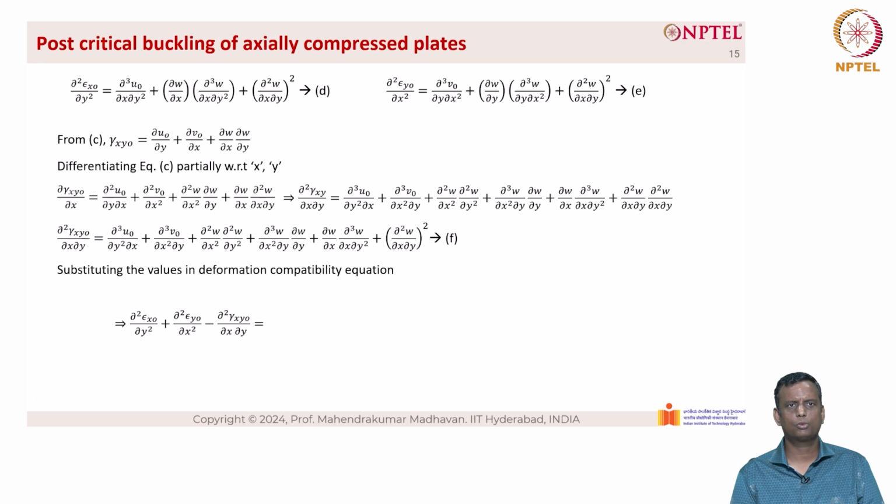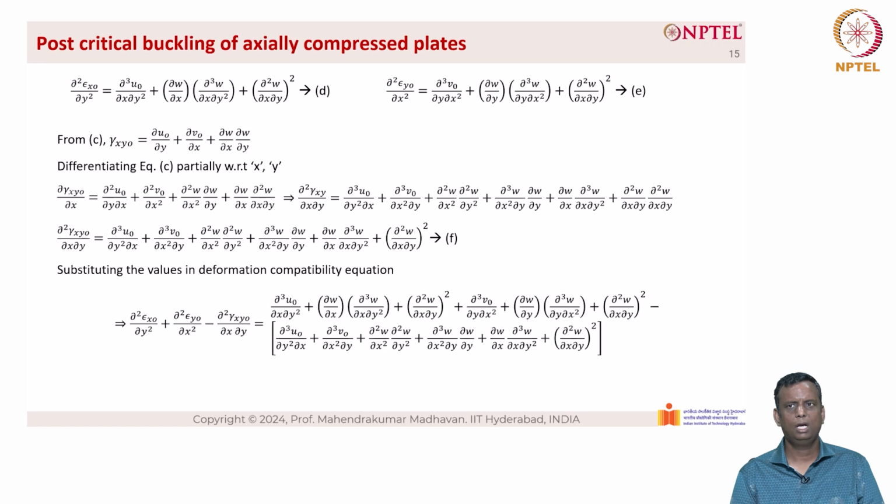Now substituting the values in the deformation compatibility equation, we have ∂²εx⁰/∂y² plus ∂²εy⁰/∂x² minus ∂²γxy⁰/∂x∂y is equal to a big term that is seen on the right hand side after substituting D, E and F. So we can cancel some of the terms and this becomes very simplified.